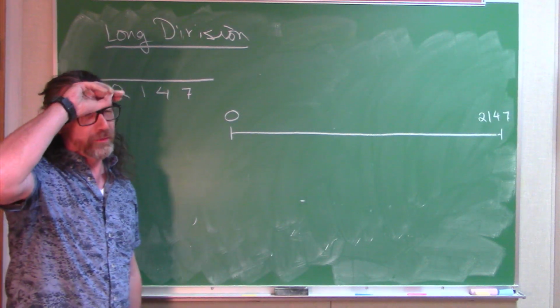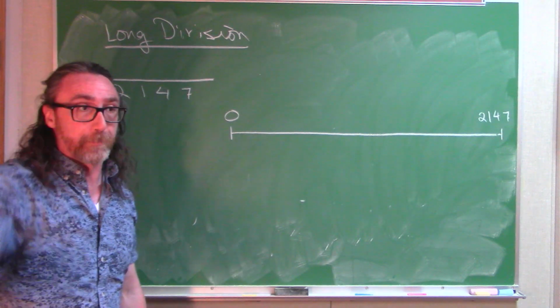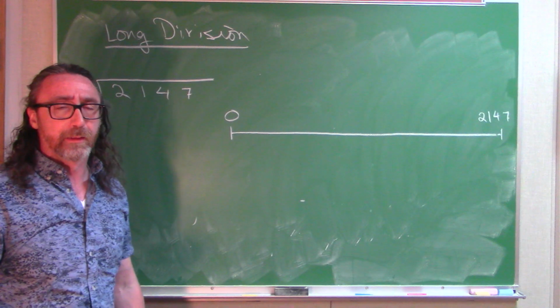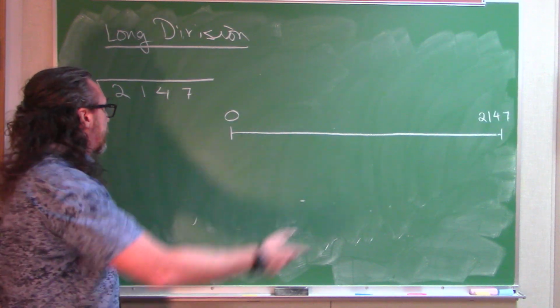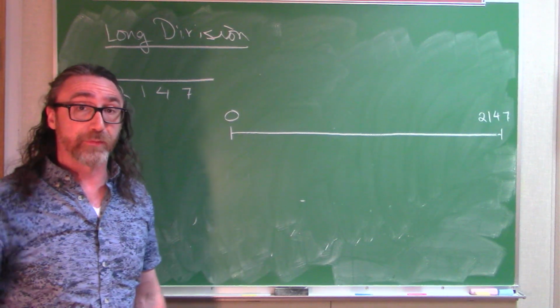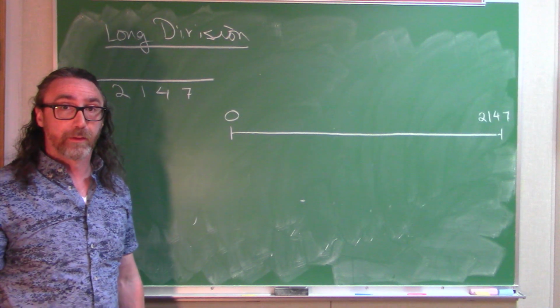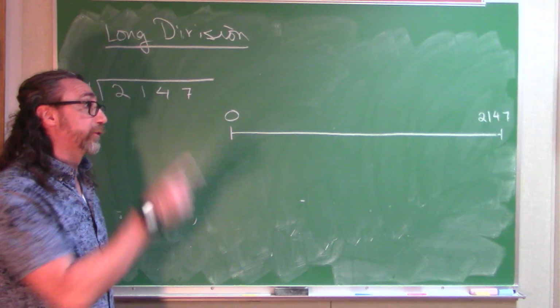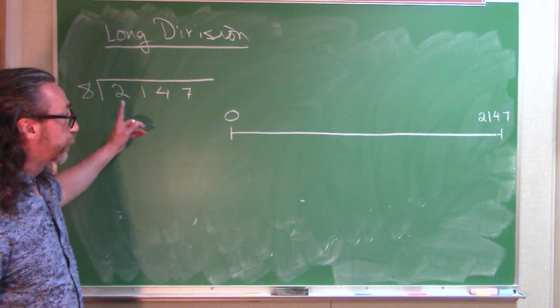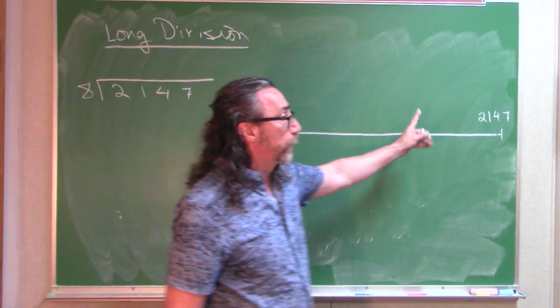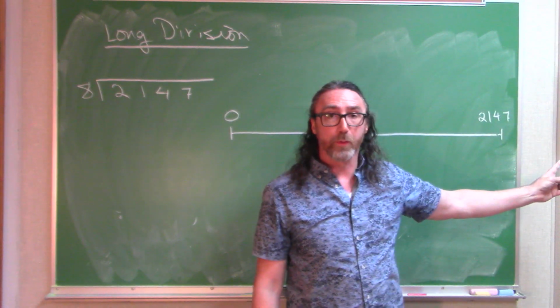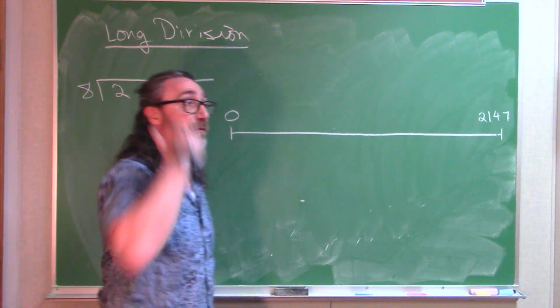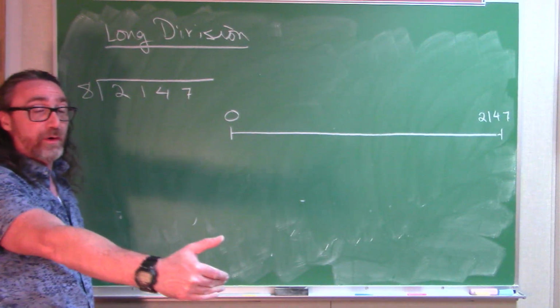Okay? It's much easier at the beginning to take bigger jumps. Don't take jumps of 8. Take jumps of 80. Or better yet, take jumps of 800. You might say, hey, Dr. Mack, if taking bigger jumps is better, why not take jumps of 8,000? Well, what we'll want to do is, we don't want to go over 2147. So if we start by taking a jump of 8,000, we've overshot our target.